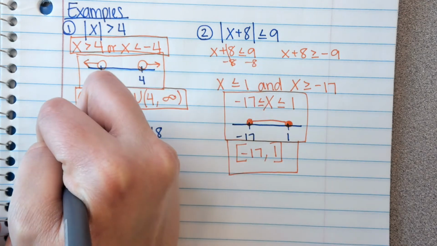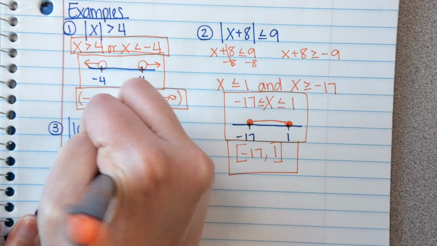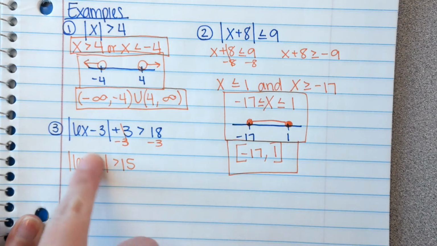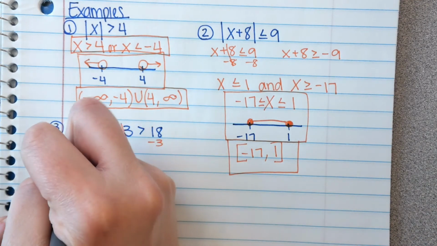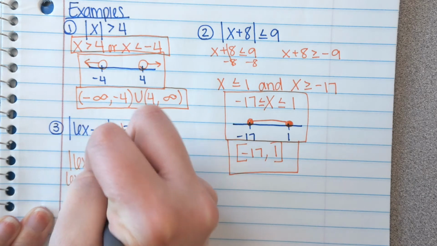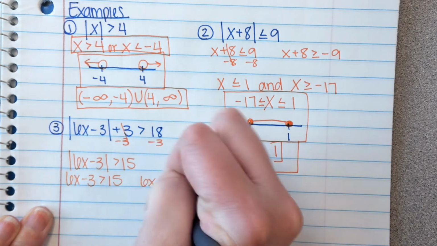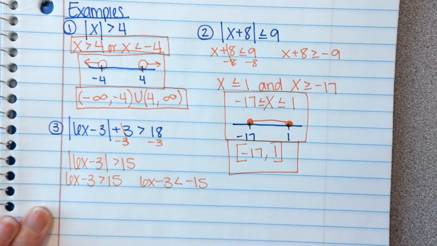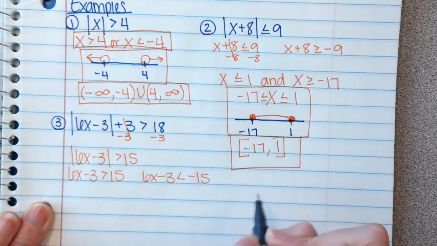So we have the absolute value of 6x minus 3 is greater than 15. Now, there's nothing outside the bars. Make two inequalities. 6x minus 3 is greater than 15. 6x minus 3 is less than negative 15. Okay, solve each of those.